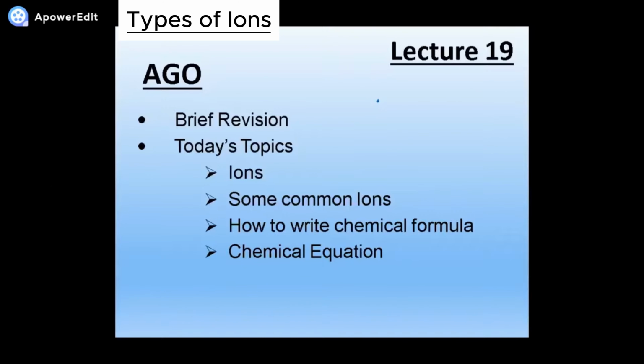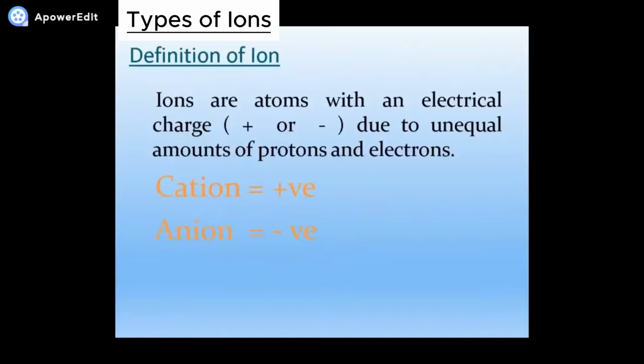So it's a very technical class today. What have we done? We did that ions are the atoms with electrical charge, either positive or negative. Why? Because of an unequal amount of protons and electrons. If it has lost an electron, then it will be called a cation. If it has gained an electron, we call it an anion. If there is only one charge, mono, two charges, di, and so on.